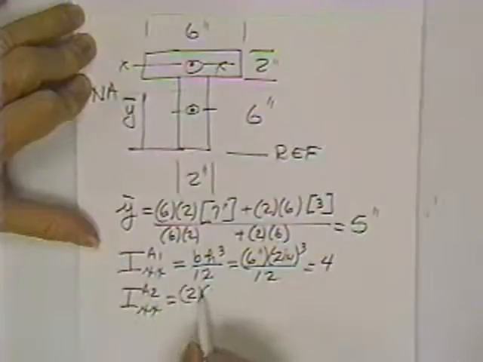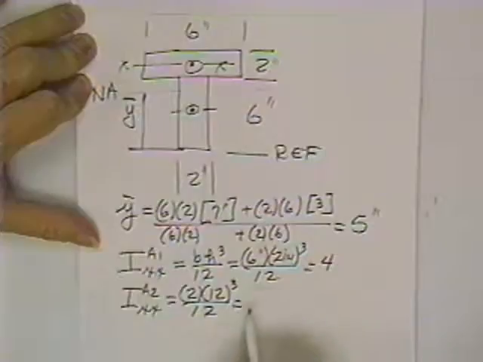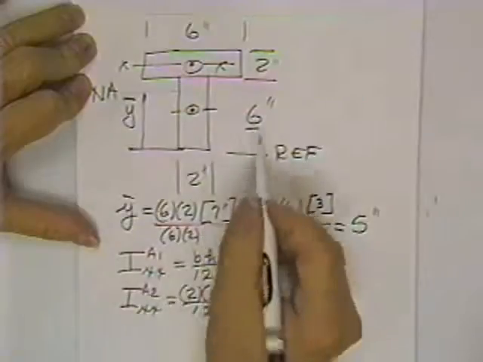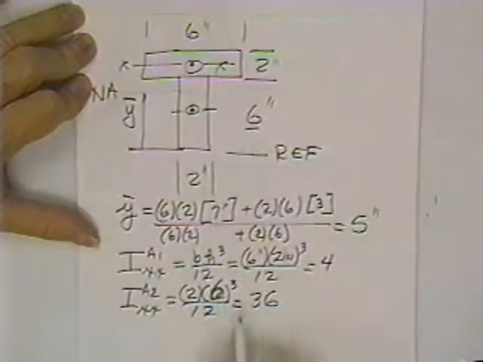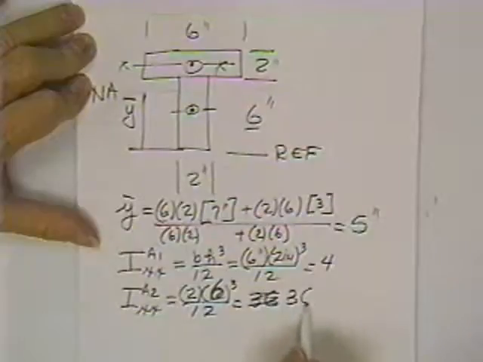He has a moment of inertia for area 2, just about his own personal x-axis. It's base times height cubed divided by 12. What's that? 36. 36. 12 times 12 is 144. 6. Oh, is this wrong? Oh, it's only 6 inches deep. Thank you. Alright. 36.